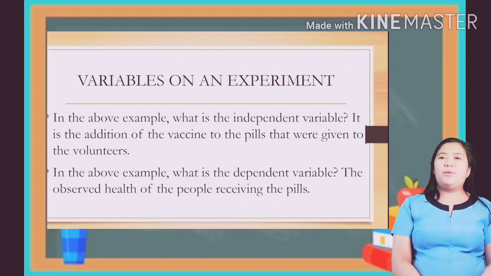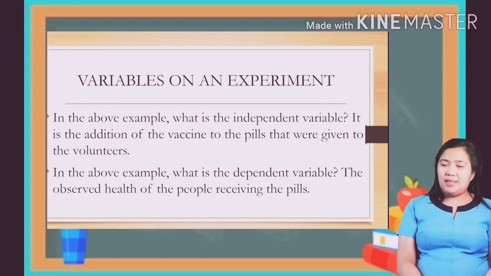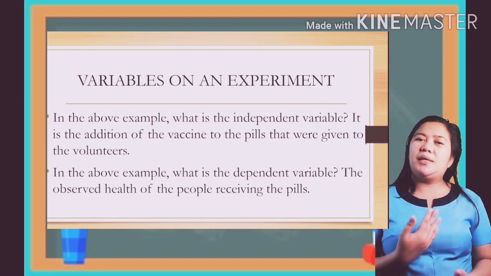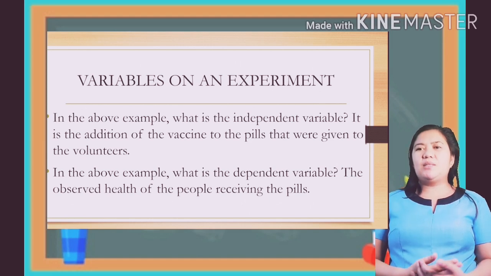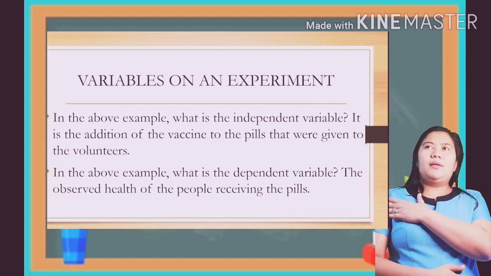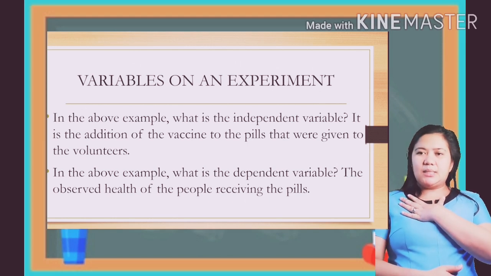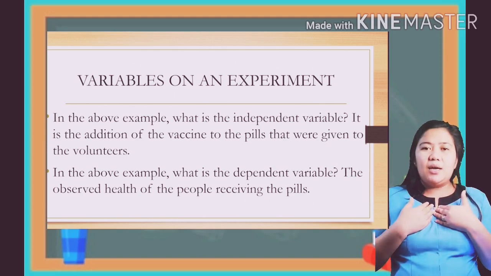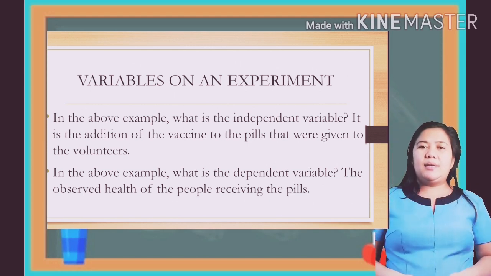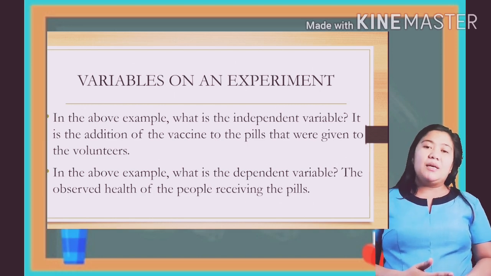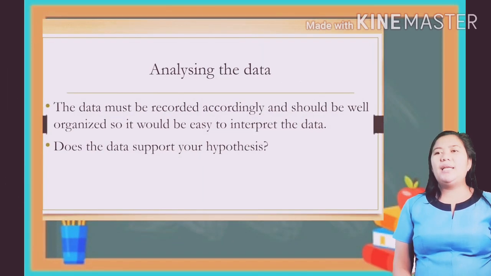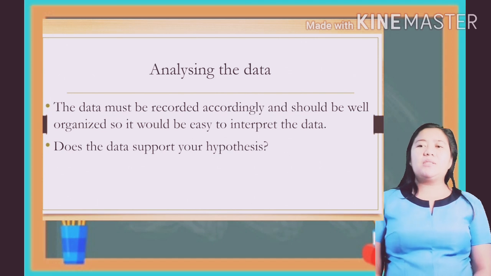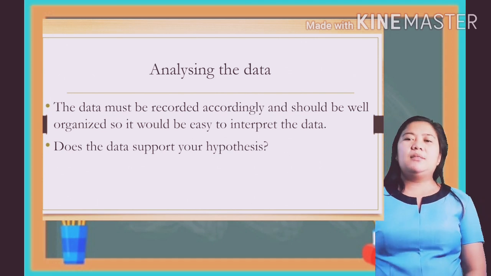So the independent variable would be the vaccine. Even though both groups receive a pill, what would be the effect of this particular vaccine to them as they take the pills? Likewise, the dependent variable would be the effect to their health as they receive both the pills and the vaccine. Now, for analyzing, the data must be recorded accordingly and should be well organized, so it would be very easy to interpret the data.